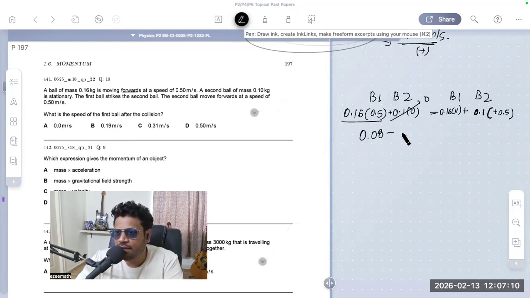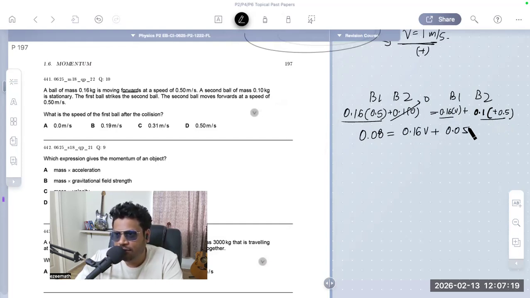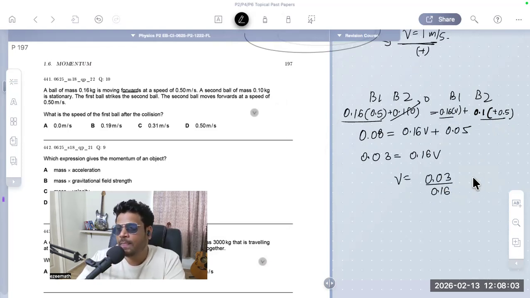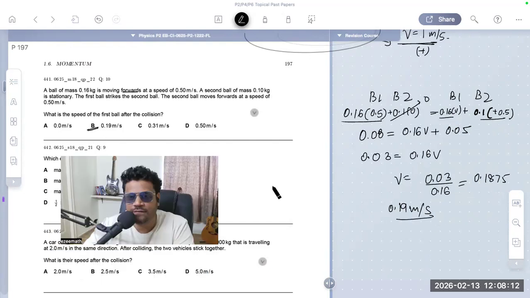You want to add them, equals this and this. So it's 0.16 into V plus half of that. So 0.05, and it's going to be 0.03 equals 0.16 V. V comes out to be 0.03 divided by 0.16. And I think it must be, let me check, 0.1875, and it's closest to 0.19. So 0.19 meter per second is your answer for this one.